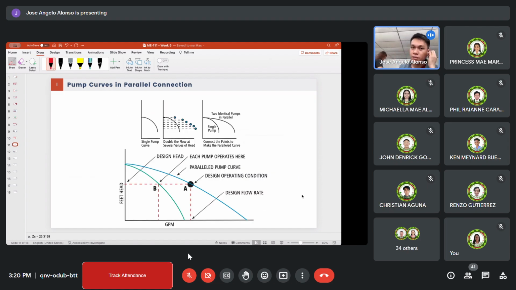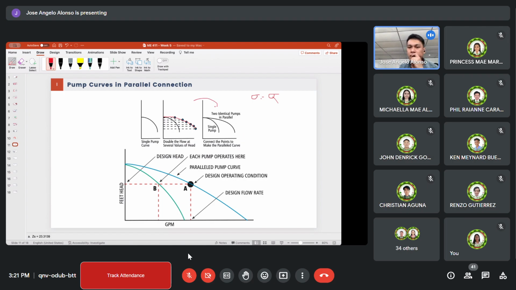But before that, let's discuss muna yung pump curves in parallel connection. So almost the same lang naman sila ni series connection. Objective nga lang natin dito is to increase the volumetric flow rate. So yung kukunin natin is the volumetric flow rate. So ipa-plot lang natin, i-multiply natin ito kapag twice yung connection natin, yung volumetric flow rate, then plot the points or connect the points, then we can determine now the pump curves in parallel connection.